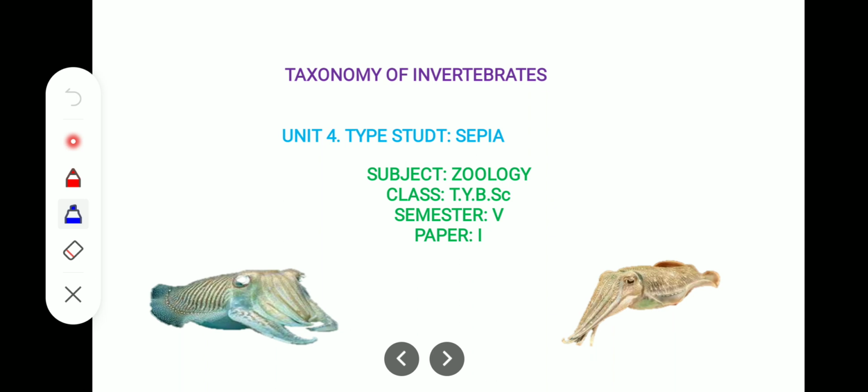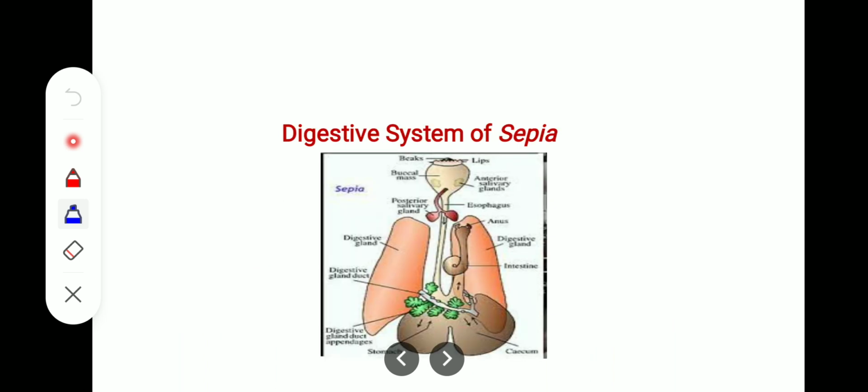Paper first, Taxonomy of Invertebrates, Unit 4, Type Study, Sepia. Lecture number 2, Class T.Y.B.Sc, Semester 5. Digestive system of Sepia. See the colorful, beautiful diagram of the sepia.